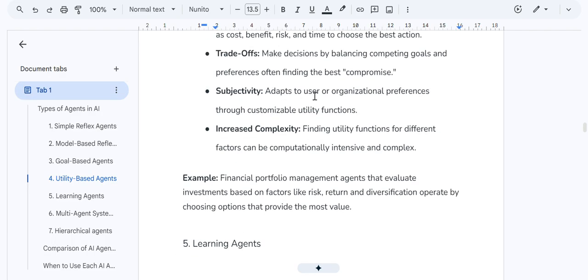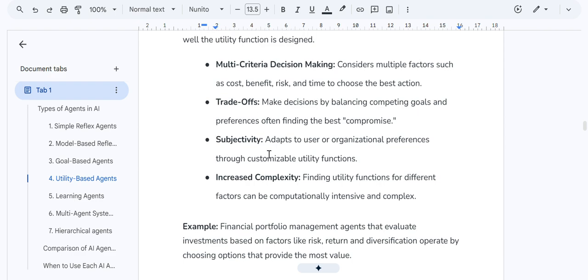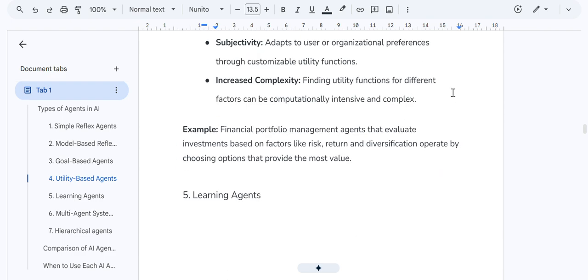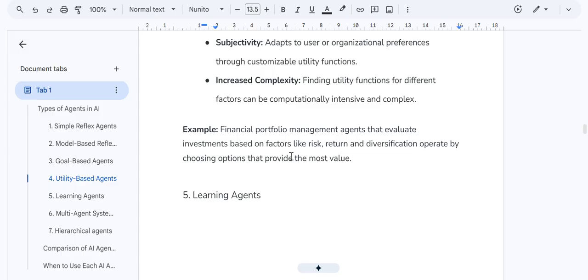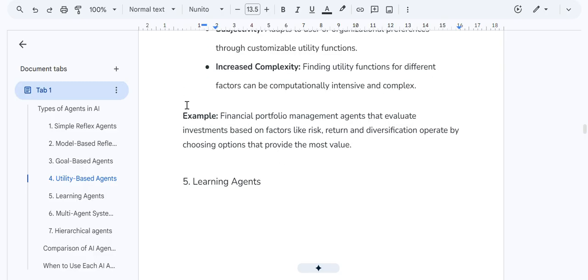Subjectivity: it adapts to user or organizational preferences through customizable utility functions. Increased complexity: finding the utility functions for different factors can be computationally intensive and complex. An example is a financial portfolio management agent that evaluates investments based on factors like risk, return, and diversification, and operates by choosing options that provide the most value.